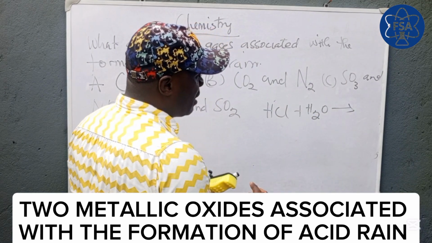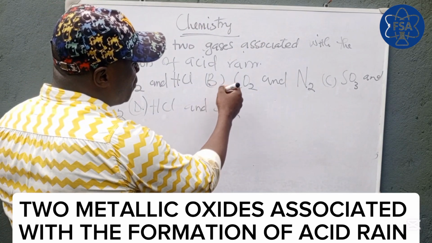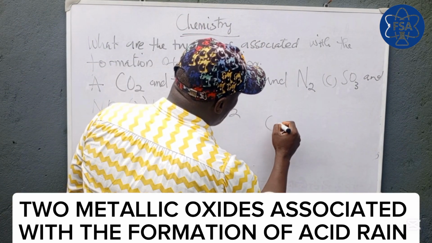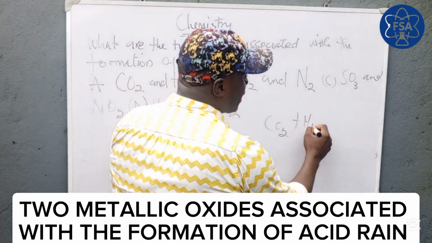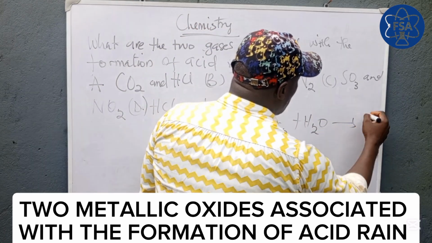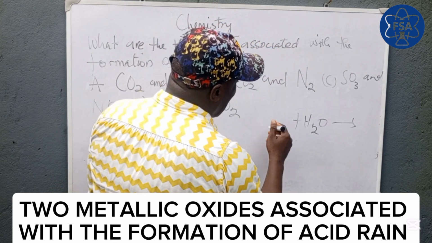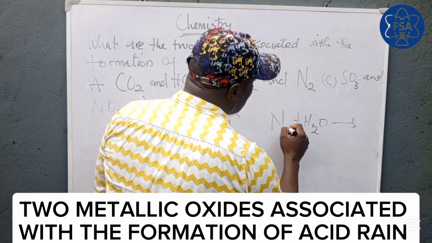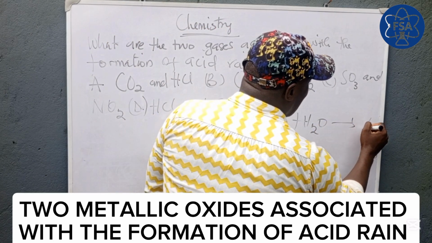so this cannot give us acid rain. Also, for another one, we are looking at our B, where we have CO2. CO2 can also dissolve in water, which will also give us an acid. And the molecules of nitrogen, if they dissolve in water, cannot give us acid rain.